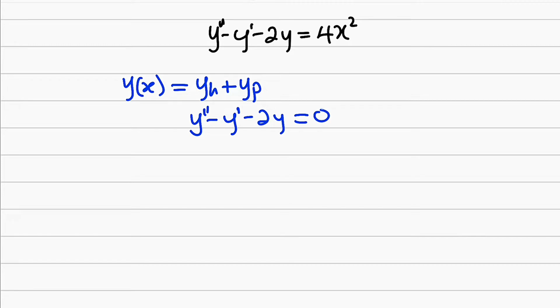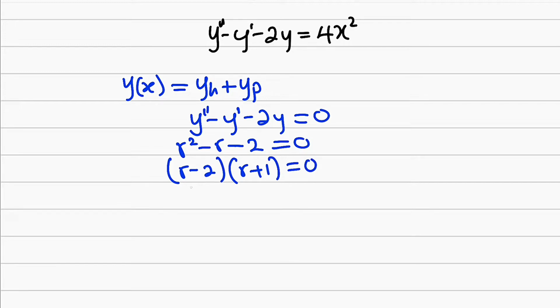Next, we are going to transform this equation into an auxiliary equation, which is r^2 - r - 2 = 0. This is a quadratic equation. We are going to solve it by factorization. We have (r - 2)(r + 1) = 0. If you set each of these factors equal to 0, we have that r equals either 2 or r equals -1.